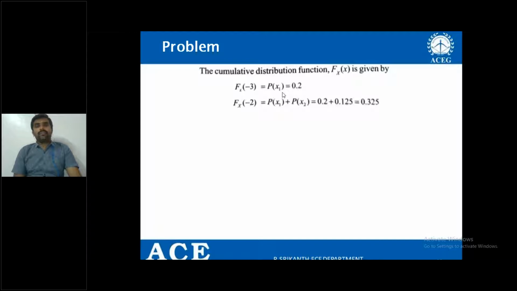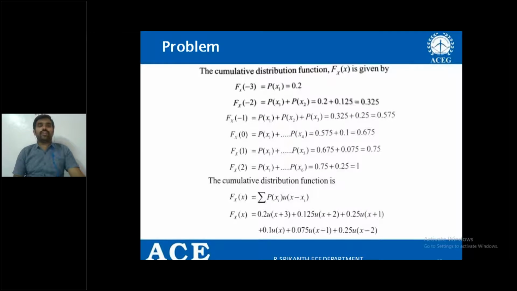0.325. Similarly, you can find Fx of -1, where Fx of -1 equals the probability of X less than or equal to -1, which is equal to p of x equal to -3 plus p of x equal to -2 plus p of x equal to -1. And like that, you can find the other values of the distribution function, that is Fx of 0, Fx of 1 and Fx of 2.